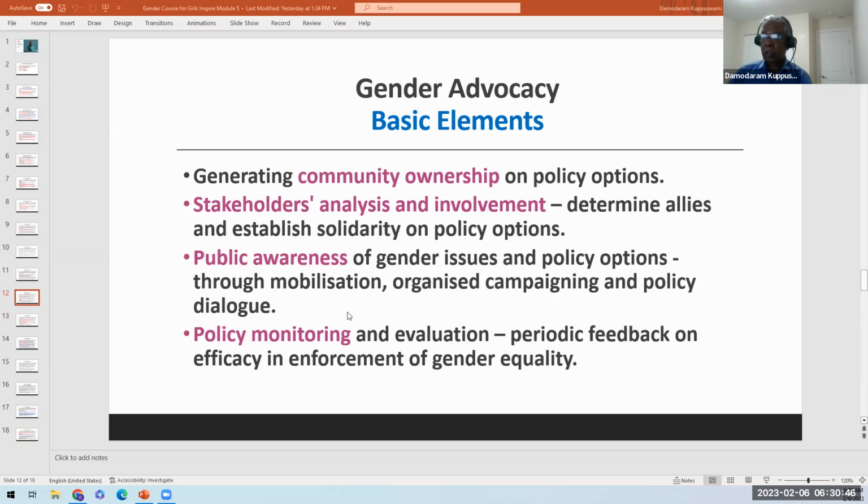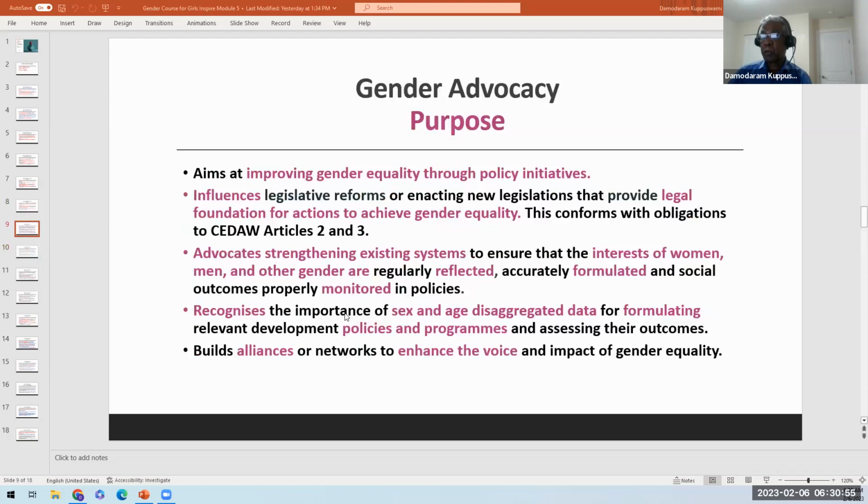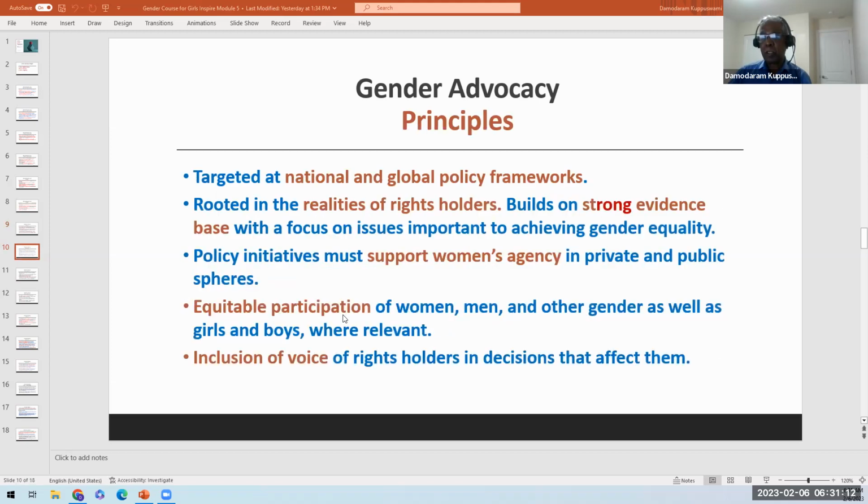Quick feedback on gender advocacy. We looked at the purpose of gender advocacy, and said that we need to influence legislative reforms or new legislation that reflect the interests of different genders. And we looked at how it must target the national and global level, and must be rooted in the realities on the ground with evidence, through people's agency with equal participation and voicing their concerns.